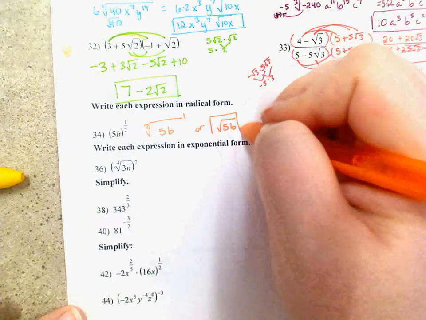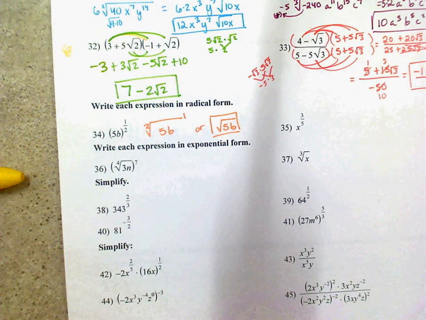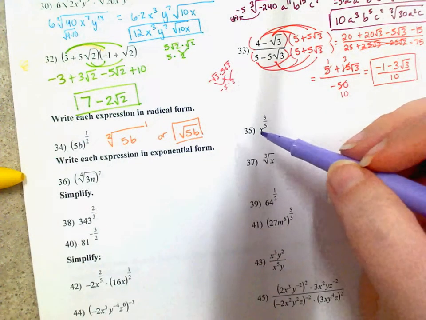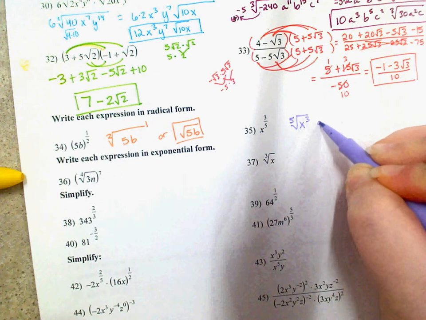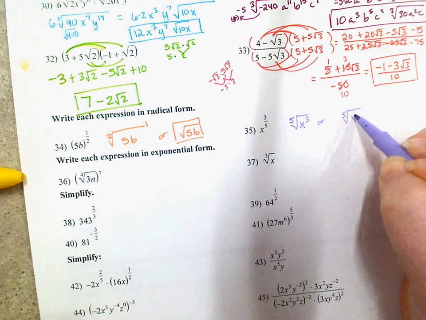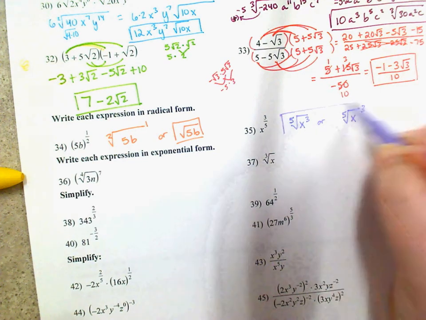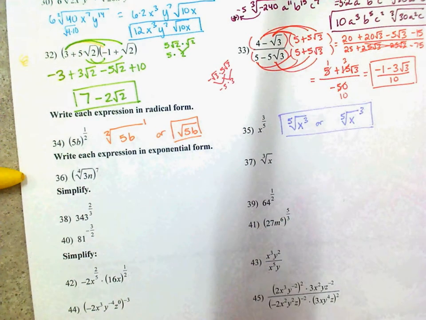As far as the next one goes, the root is on the bottom, so it is the 5th root of x cubed. The power can go inside with the root or outside, doesn't really matter.